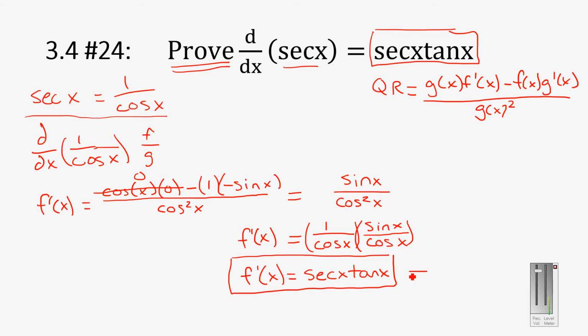And usually when we do that, we put this nice little square here that basically says our proof is complete. Or we might say QED. I don't remember what it stands for, but it's Latin for that which was to be proven or something like that. So either one of these basically says I'm done. So that's 3.4, number 24.